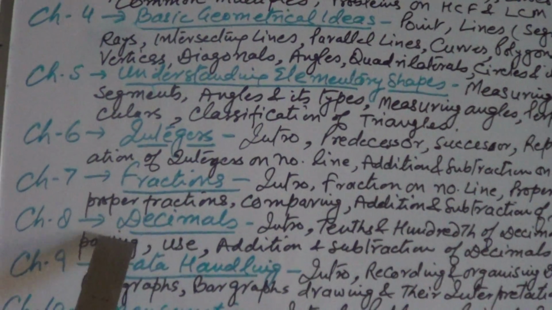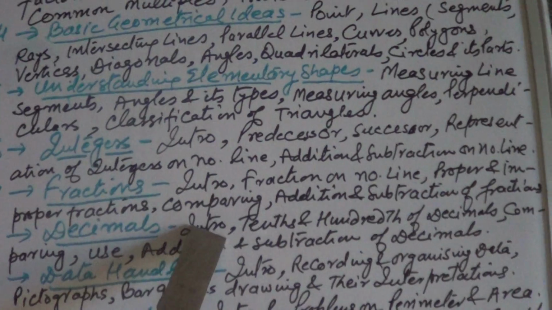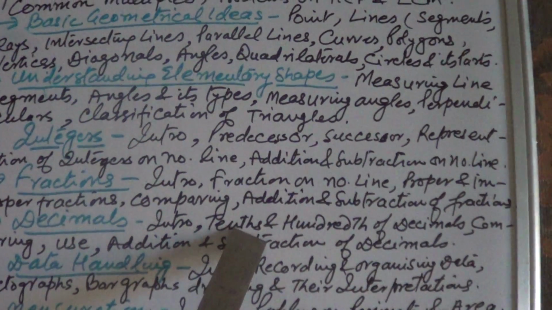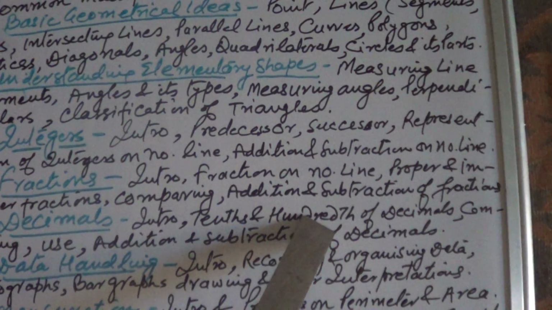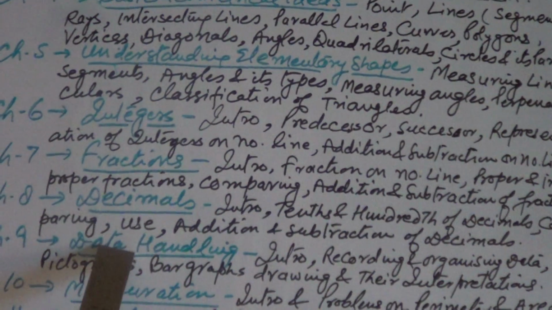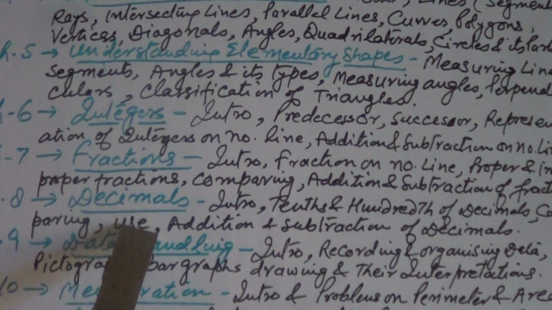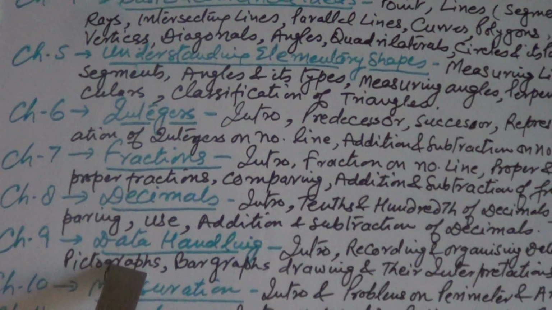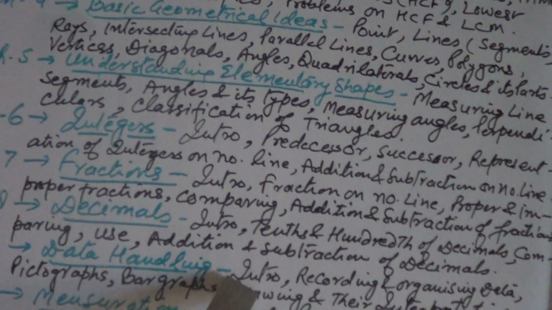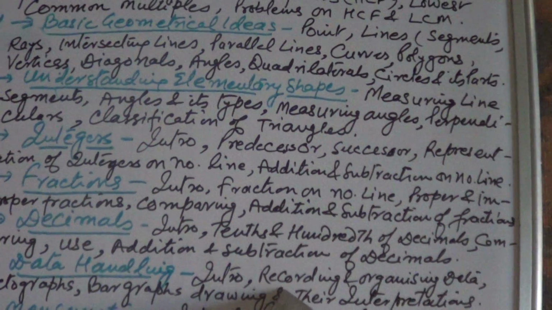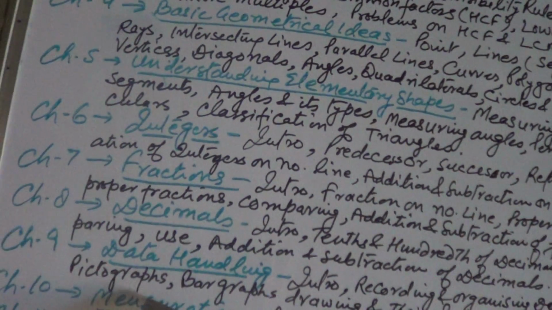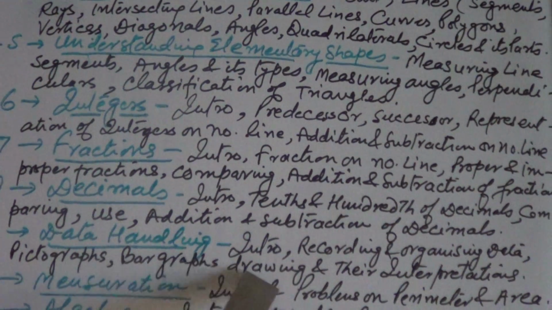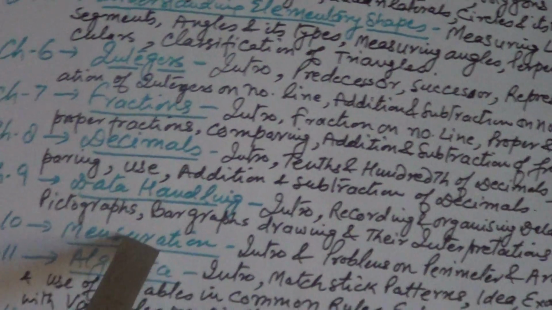Children, chapter 8 is decimals. It contains its introduction. It also shows you the tenth and hundredth part of a decimal, comparing, using addition and subtraction of decimals. Children, chapter 9 contains data handling. It contains its introduction, recording and organizing data, pictograph, bar graph, their drawings and their interpretations.